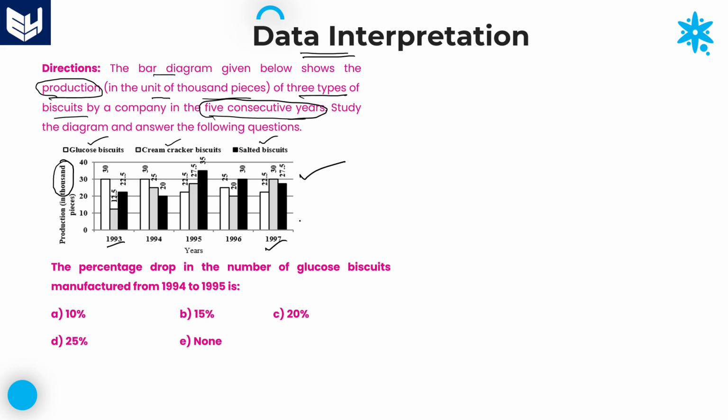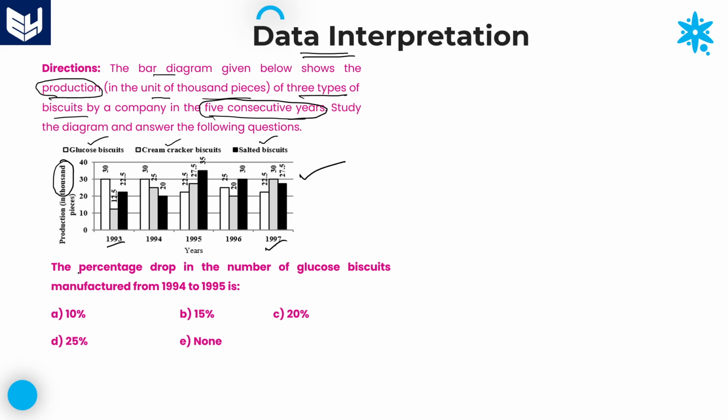Now the information is very clear, easy to understand. Once again, I am explaining the given information. Here is the production of three types of biscuits, that is glucose, cream cracker and salted biscuits. Production values are given in terms of 1000 pieces by a company in 5 consecutive years, from 93 to 97. Now we need to solve the questions according to the information.